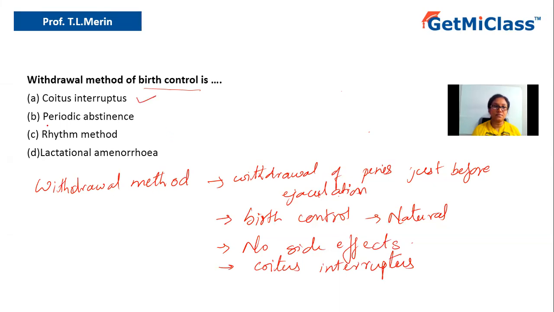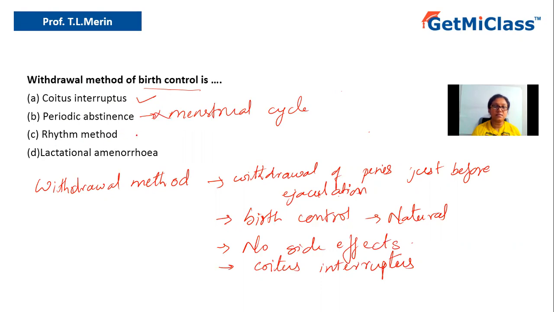That is the correct answer. But option B says periodic abstinence. Periodic abstinence is related to the menstrual cycle. But here they are talking about the withdrawal method, which is related to coitus interruptus. Hence option B is ruled out.